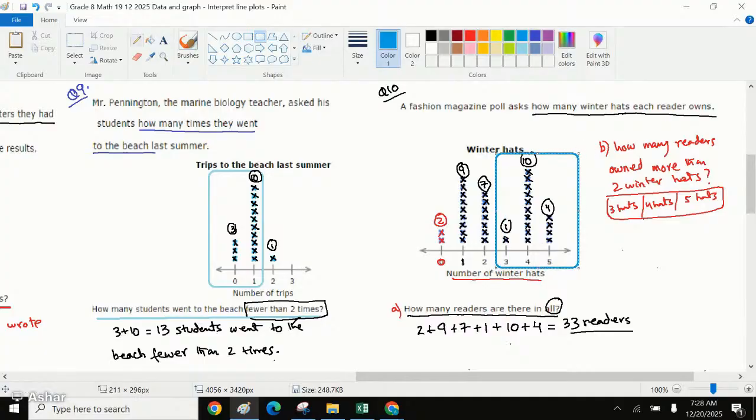Agreed? So we simply add them. Three hats were owned by one person, four hats were owned by 10 people, and five hats were owned by this many. So we can say 15 readers owned more than two hats, right? The same question, with the same given data, can have different aspects to it. They can ask us different things from it.